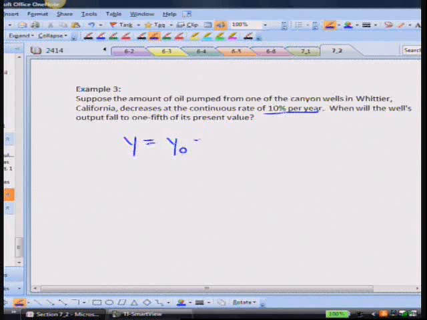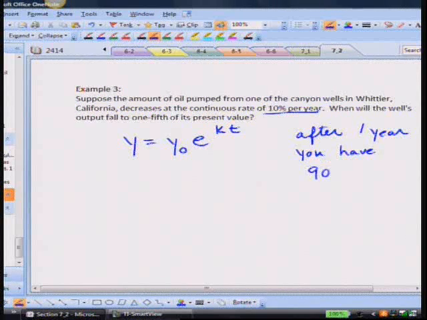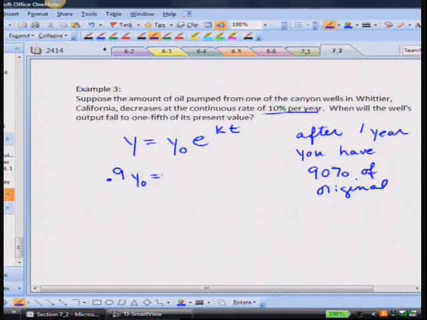So we have this y equals y naught e to the kt. And this is the only information we have, is that it's 10% per year decreasing. But from that, you should be able to conclude if it's decreasing at a rate of 10% per year, then after 1 year, it's 90% of the original amount. Does that make sense? So after 1 year, you have 90% of the original. So we can use that information. We can say 0.9 of the original, which is y naught, equals the original e to the k, and this is after 1 year, so t is 1.